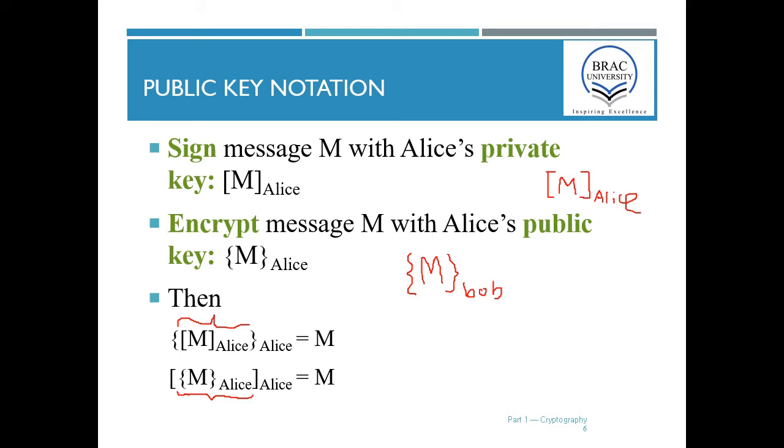You have to just remember this notation. Like I'm saying again, if we have the square bracket, that means it is a signing operation with Alice's private key, and if you have the curly bracket M Alice, it means an encryption operation with Alice's public key.